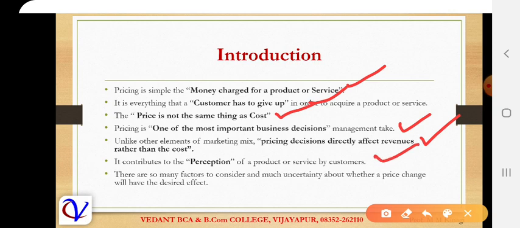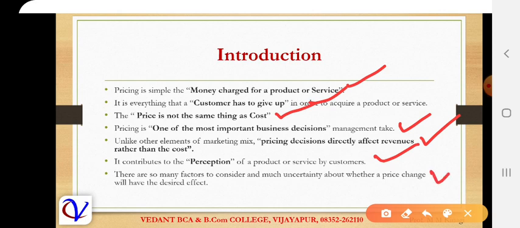Then the fifth point is that it contributes to the perception of the product or services by the customers. So perception is very important. If the customer feels that your product is good and the quality is good, then definitely they are going to pay whatever price you have fixed. So customer perception is also considered before price setting.